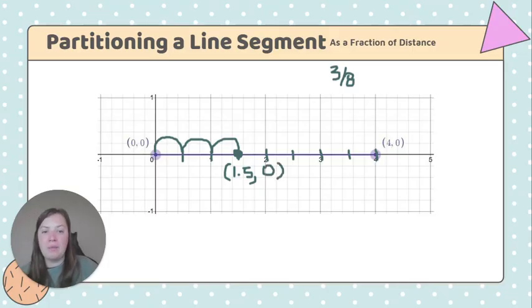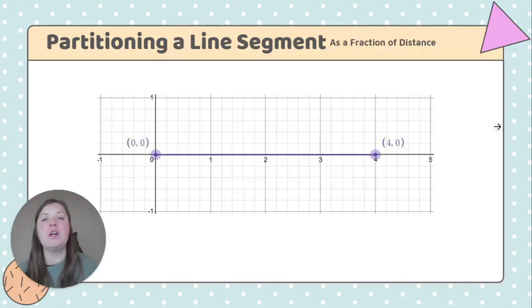I could even go back to my last one, which was at this 3/4 right here. If I were asked what the location of that one was, I would do the same thing. X is 3 and Y is 0. Okay, so that is how we would partition a line using fractions.